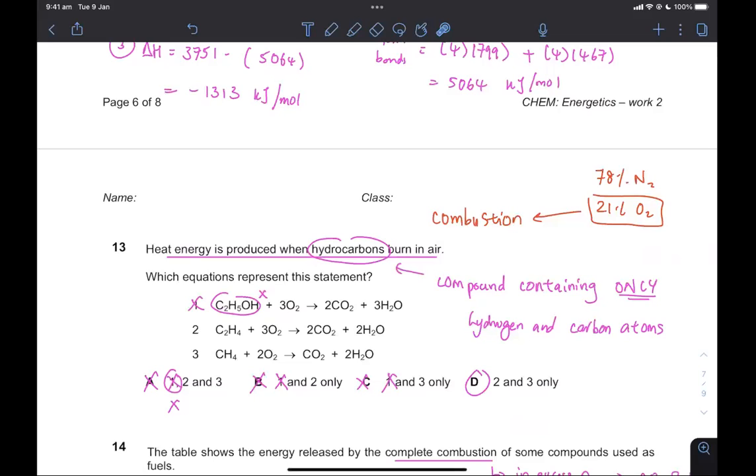Oh, I know why. That's because of the definition of hydrocarbons. Hydrocarbon means hydrogen and carbon only. You have got oxygen, so it's not a hydrocarbon. Hydrocarbon, hydrogen and carbon only. No oxygen. This one has got oxygen.